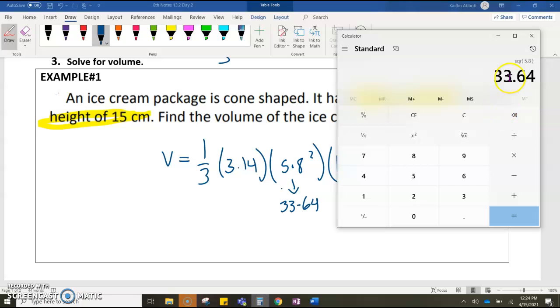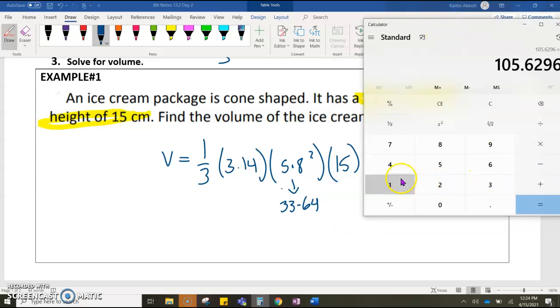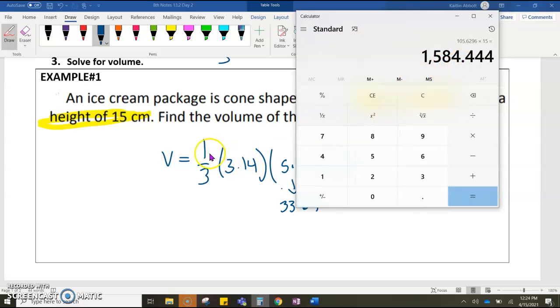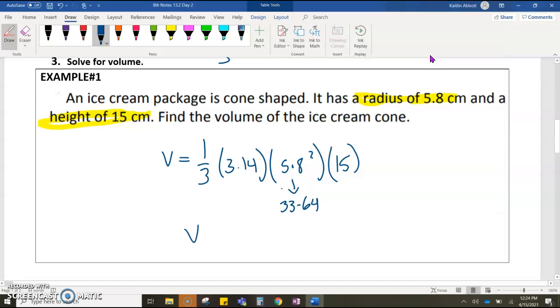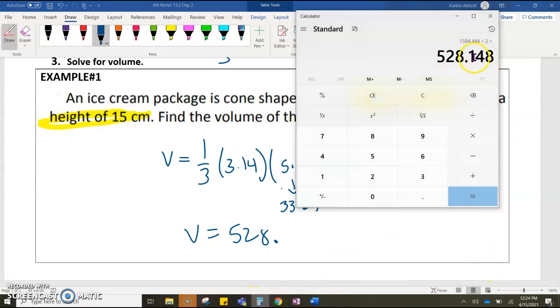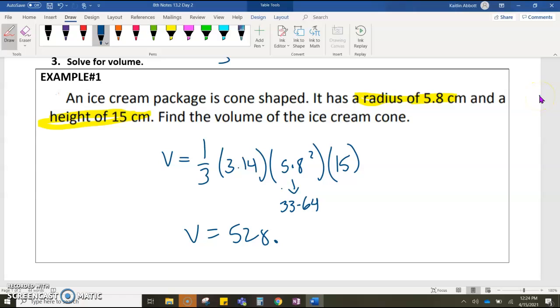So I'm going to leave that 33.64 times 3.14 times, what was the other one? Times 15 equals 1,584. But remember, we got to divide by that 3, multiply by a third, but we're just going to divide by 3. Gets us 5. Volume equals 528 point what? 0.1. 2.1. Could be 0.2 if you really wanted, but let's just do 0.1.